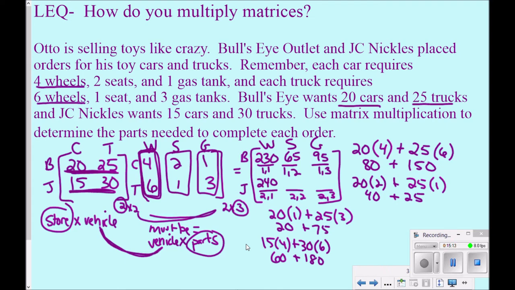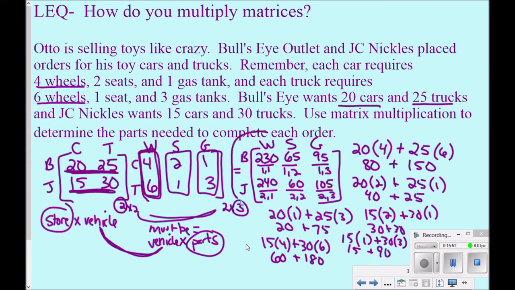Now the second row, second column. So 15 times 2 and 30 times 1, and that's 30 plus 30, which is 60. And lastly, 2, 3, second row, third column, is 15 times 1 and 30 times 3, which gives me 15 plus 90, which is 105.